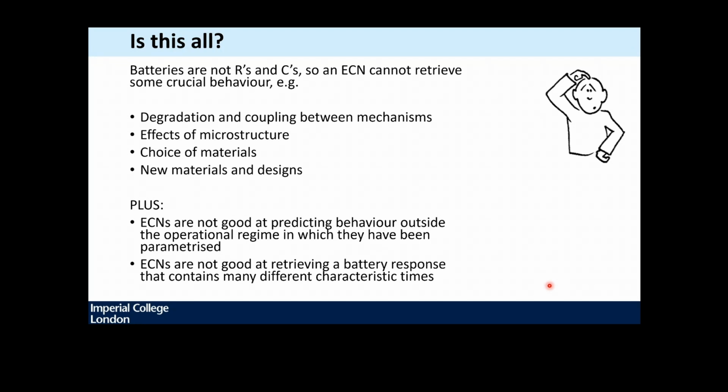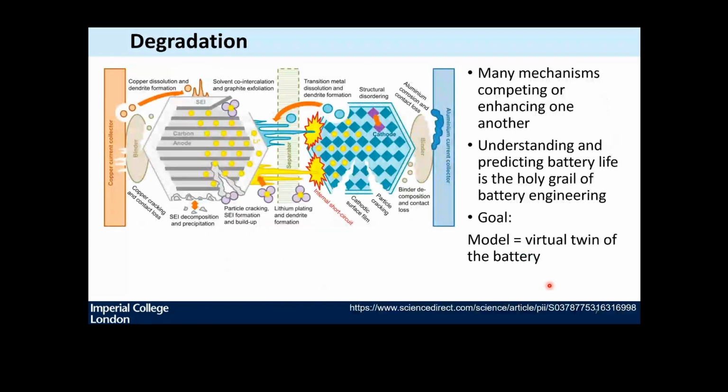It just so happens, because the battery is not resistors and capacitors, that they are not very good at retrieving responses that contain many different characteristic times. So responses that happen both at a short time scale and long time scale. And so there is another type of modeling we use for this. I don't think Greg showed you this.